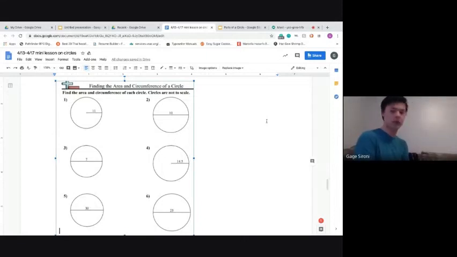Circumference for circle number 2. Instead of being given the radius, we're given the diameter. Again, the diameter is 10. Just throw that right up into here. Circumference equals 10 pi. I could leave it like that and just say circumference is 10 pi. That is an exact answer. Or I can go 10 times 3.14, which is 31.4, whatever my units are.